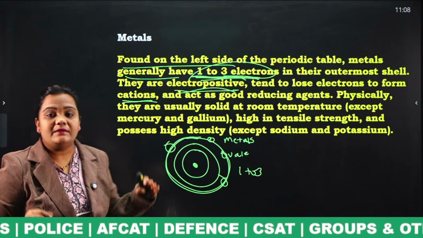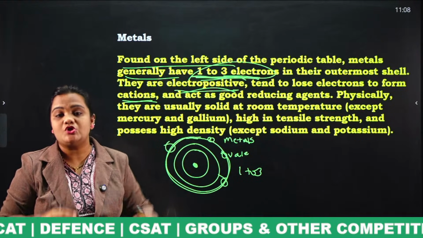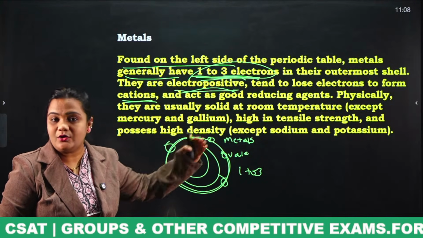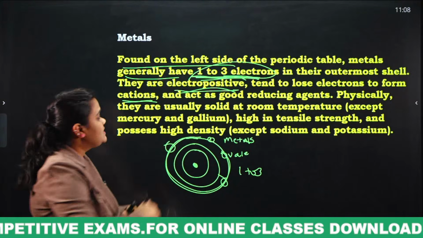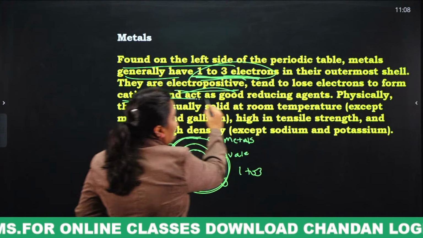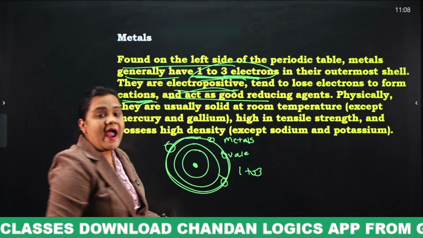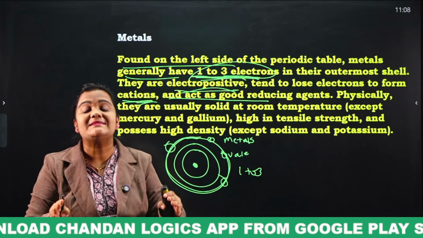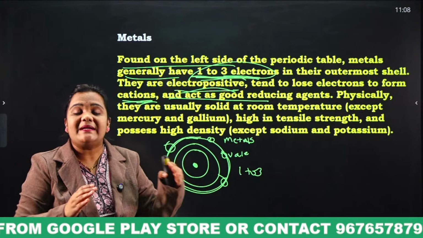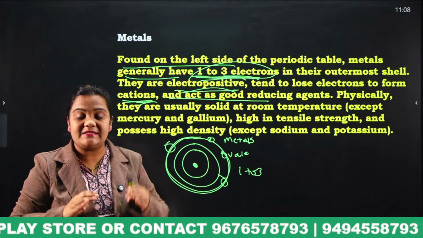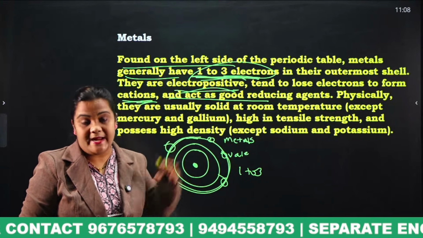They are electropositive. Electropositive means what, students? They easily tend to lose electrons to form cations and act as good reducing agents. And one more thing, students, metals are good conductors of electricity, and they are good reducing agents.